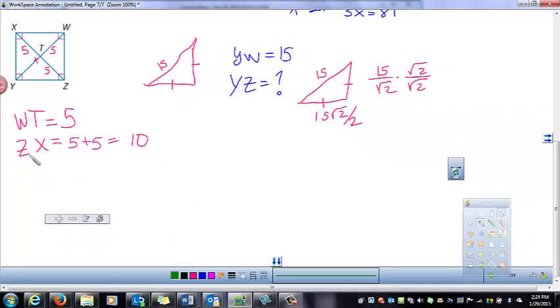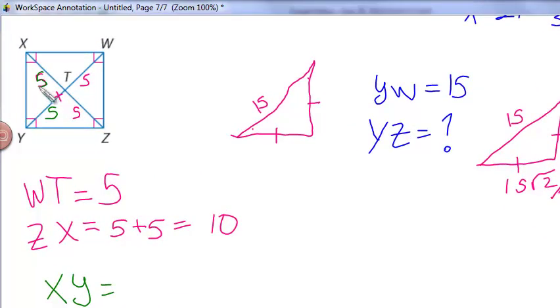How about XY? That is a little trickier. If WT is 5, then both YT and TZ are 5, and so is XT, so they're all 5.